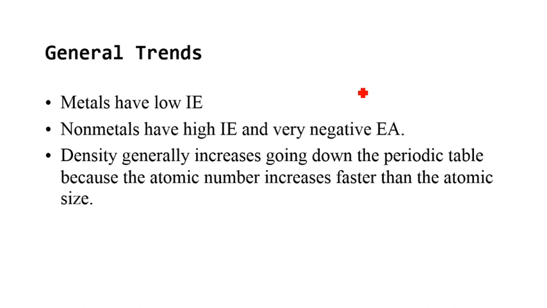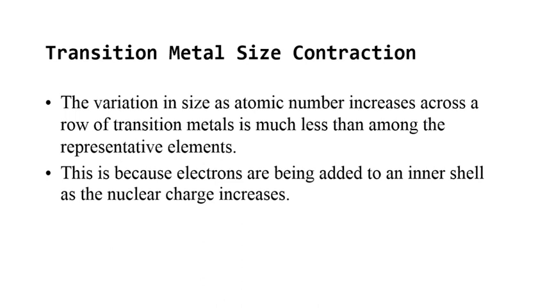Density is a trend that gets discussed from time to time. Generally, and this is a very general trend, it's not ironclad, density increases going down the periodic table because atomic number increases faster than atomic size. So the density will increase, generally speaking, going down in groups, with the most dense elements tending to be in the transition metal block.